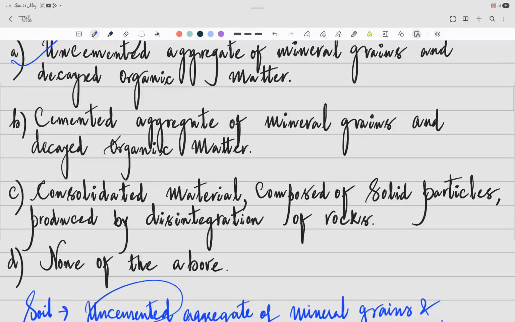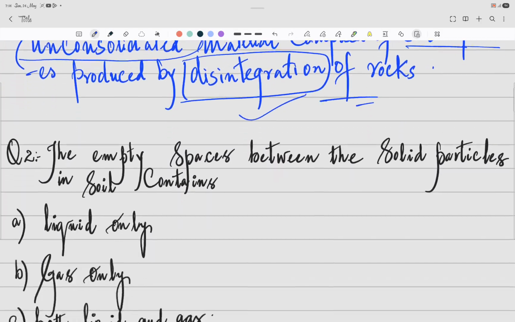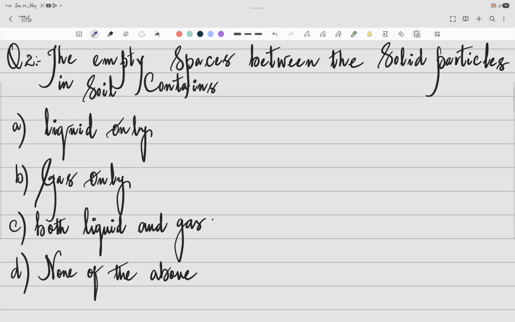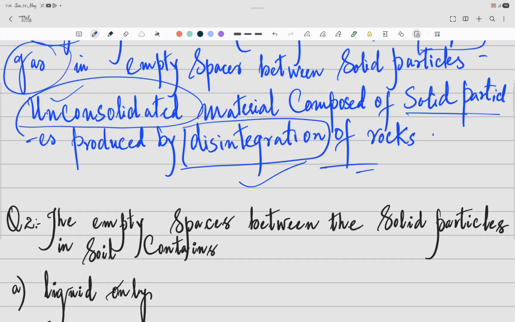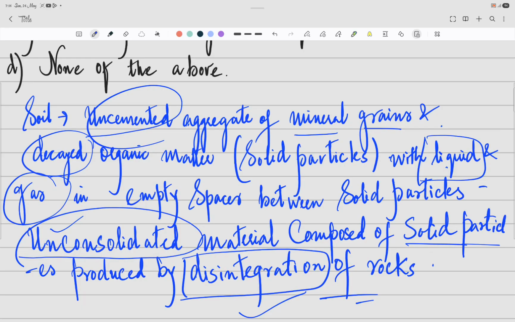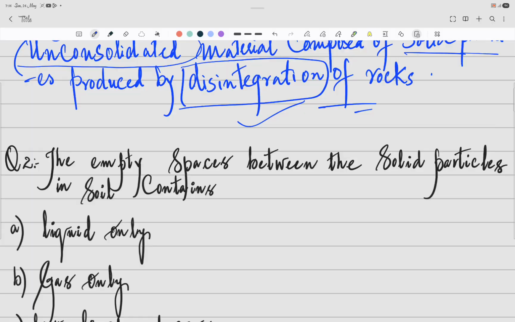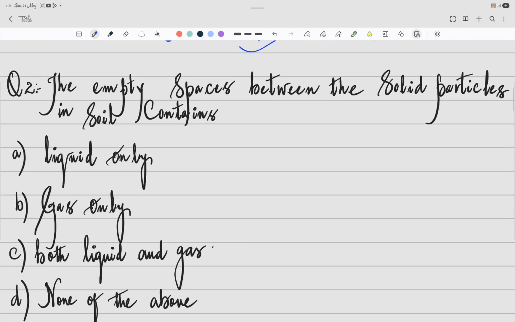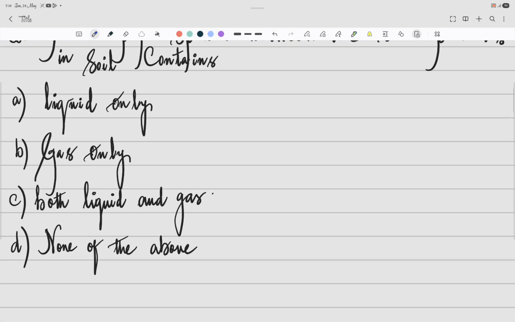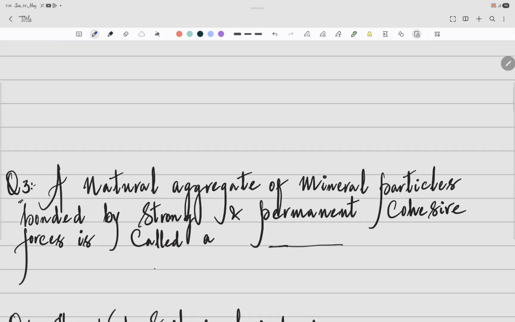Now let's move to question number 2. The empty spaces between the solid particles in soil contain liquid only, gas only, both liquid and gas, or none of the above. We already learned that soil is defined as the uncemented aggregate of mineral grains and decayed organic matter with liquid and gas in the empty spaces between the solid particles. So the empty spaces between the solid particles in soil contain both liquid and gas. Let's move to question number 3.